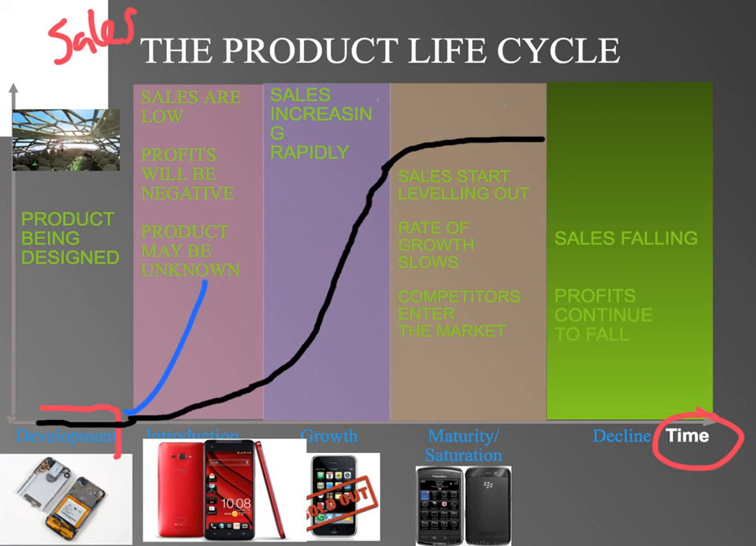And then, this is a worst case scenario now for firms, sales start falling. So it means the product's into decline. They're the stages you need to know, and you need to be able to explain each stage.